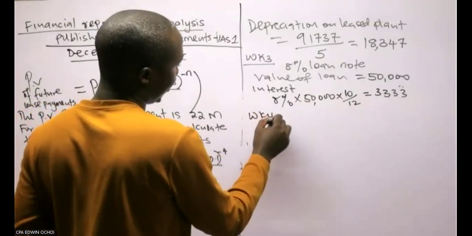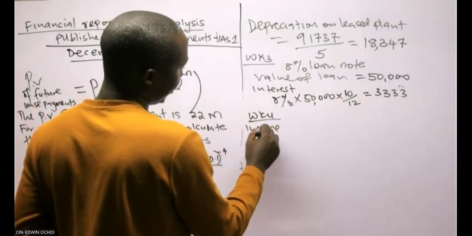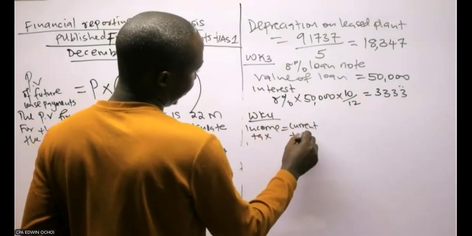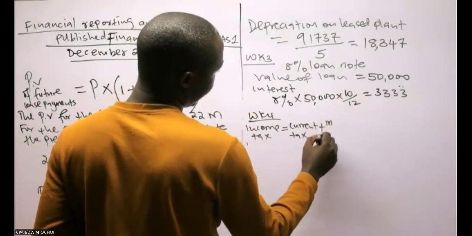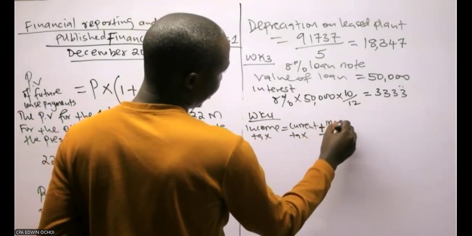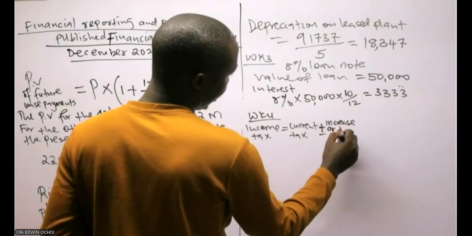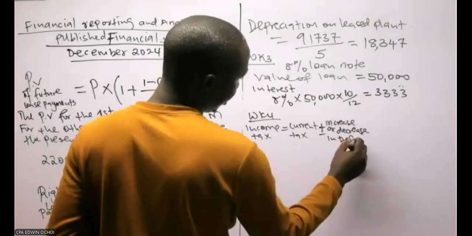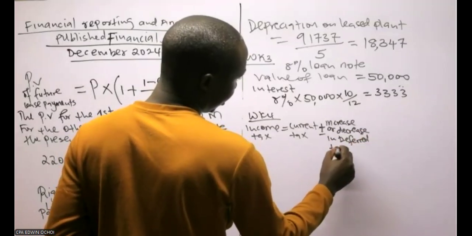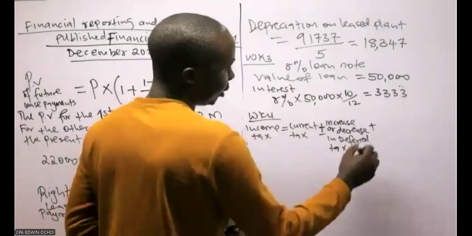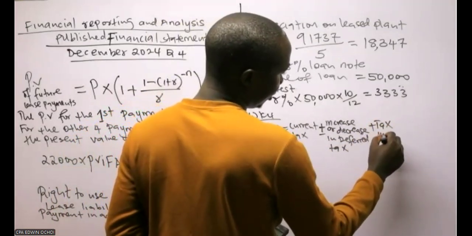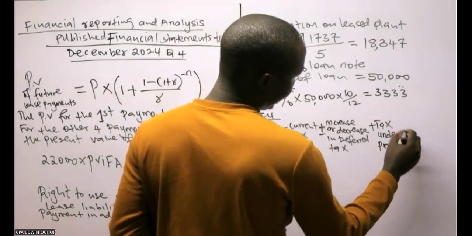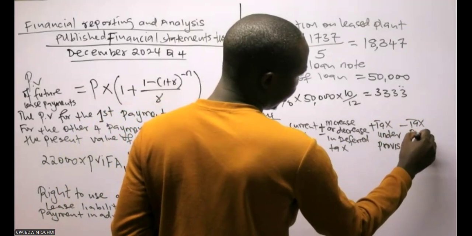This is working 4. Your income tax, you have to consider your current tax, plus or minus the increase or decrease in deferred tax, plus tax under provision for the previous year, minus tax over provision.